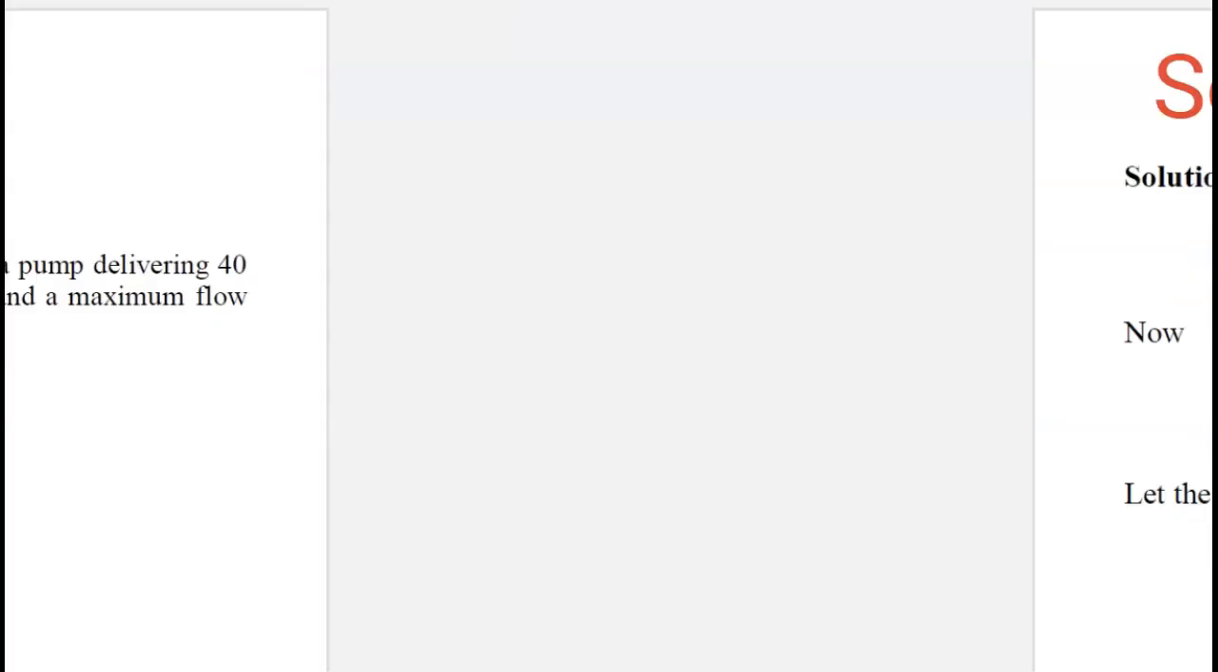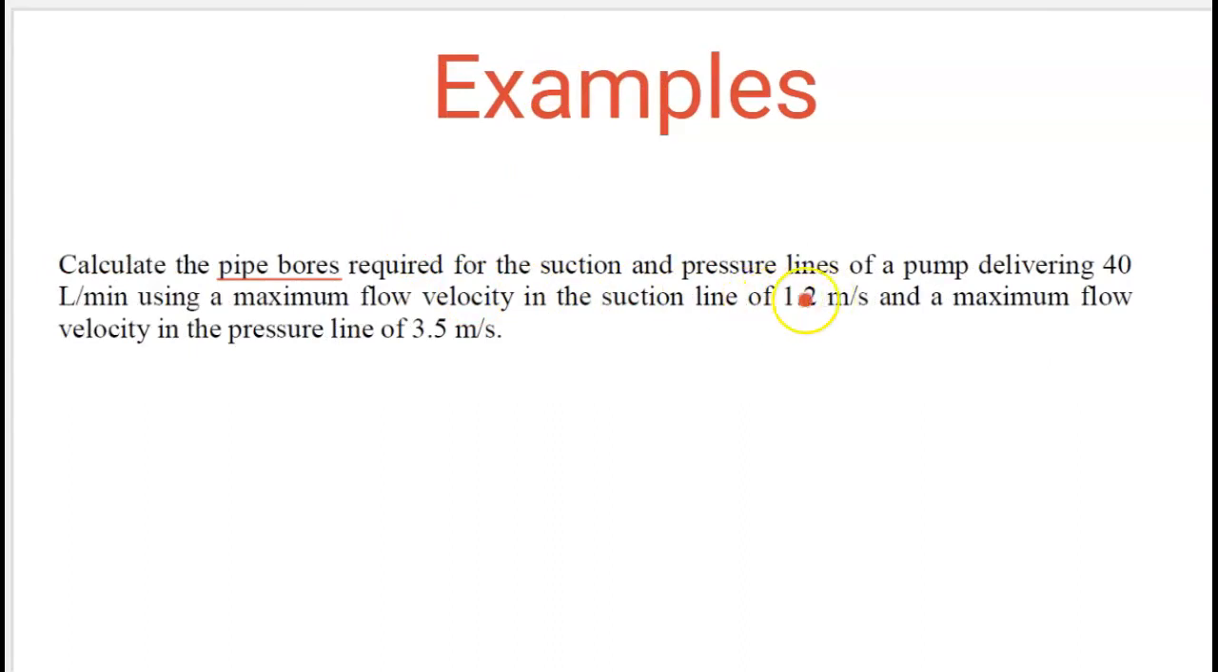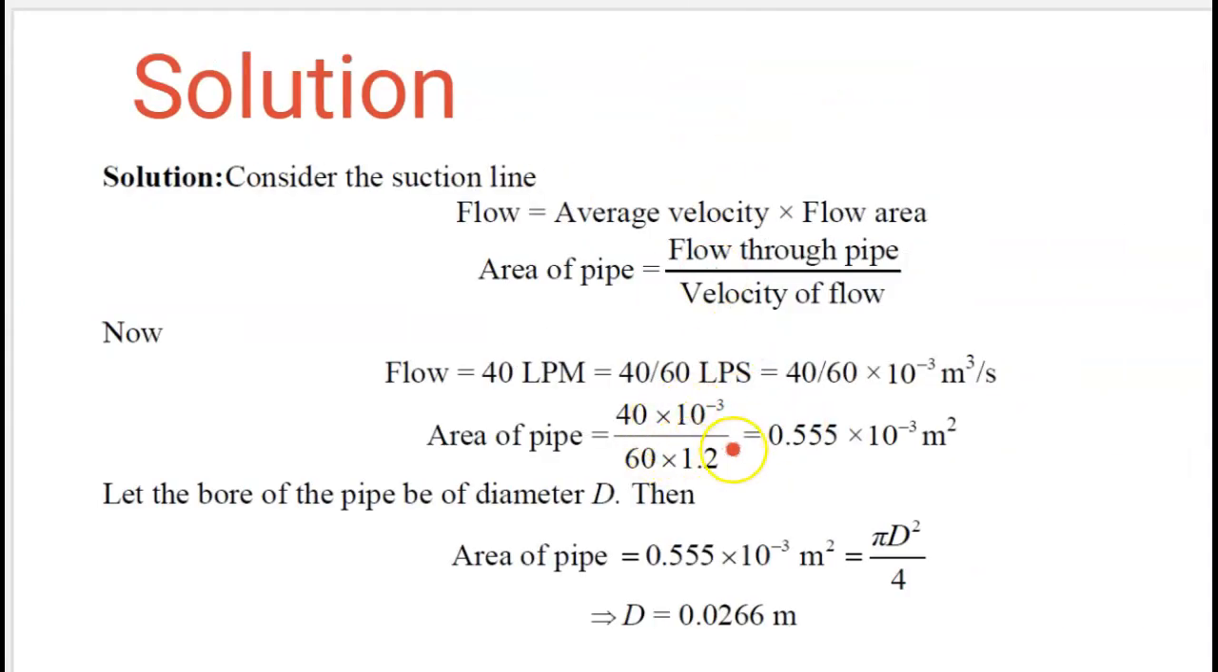The velocity of the flow is given as 1.2 meters per second. So that's the velocity there. I put that in, and I will get the area of the pipe. Once I've got the area of the pipe, I use the formula pi d squared over 4. Area of the pipe is here, I can rearrange the formula and I can find the diameter.